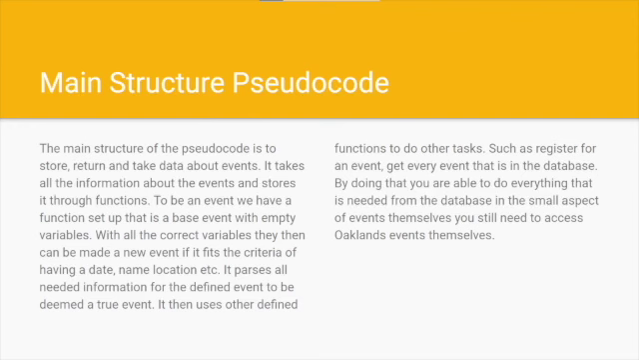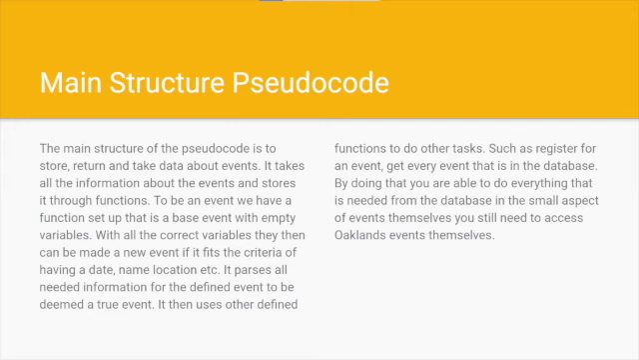By taking the events from the Oakland webpage, we're then able to show it to our users and allow them to sign up for the events. We also have it so you can create a new event by inserting the exact same specifications that a normal event needs, and then be able to store it into the database and use it again. The main structure of the pseudocode is to store, return, and take data about events.